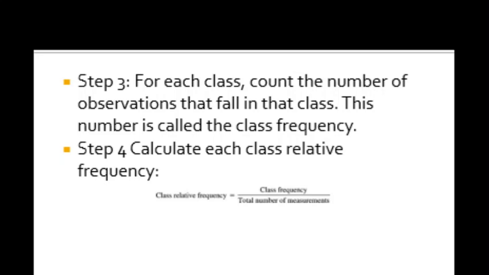Once we have decided how many classes, we will write down the classes and count the number of observations that fall in each of these classes. This is called the class frequency. We can also calculate the relative class frequency by finding the proportion of observations in each class. So class relative frequency is equal to the class frequency divided by the total number of observations.